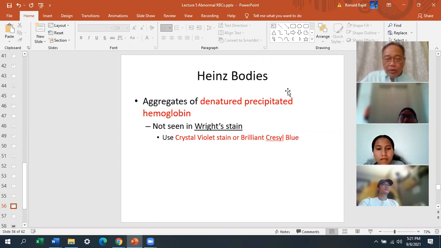In order to see Heinz bodies, you're not going to see this on the bench. You have to use crystal violet or brilliant cresyl blue. So of all the inclusion bodies, Heinz bodies will not be seen in Wright stain. You'll see the Pappenheimers, but you won't see siderotic granules. So if you have a person who has G6PD deficiency, you might want to stain their blood using crystal violet or brilliant cresyl blue and start looking for Heinz bodies.